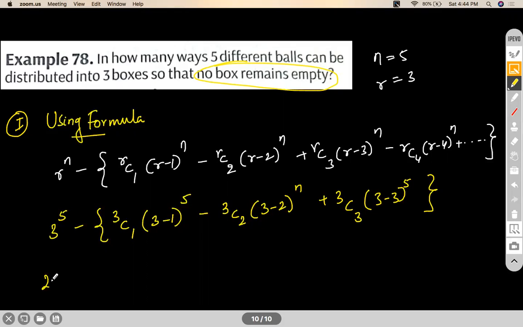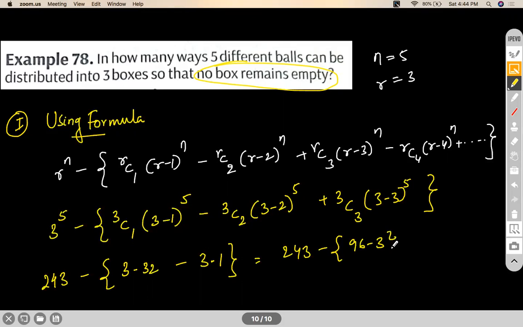Okay, so this will become 243 minus 3 times 2 to the power 5. 2 to the power 5 is 32. Minus 3 times, I should write 5 over here. Why I wrote n, I don't know. Anyways, into 1. So this will give you 243 minus 96 minus 3, which is 243 minus 93. That's actually 150 ways. Correct?